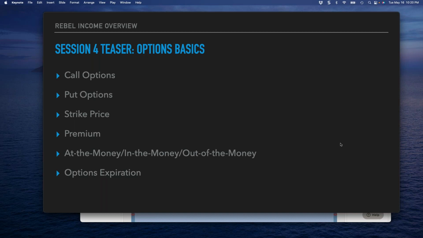We'll talk about some other important terms like at the money, in the money, and out of the money, what those mean, and how we try to use an understanding of those terms in the context of the Rebel income system, and talk about options expiration. Unlike stocks, which are generally always available in the marketplace, options have a finite lifespan. So we have to understand how much time to expiration an option has. We'll spend some time defining these terms.